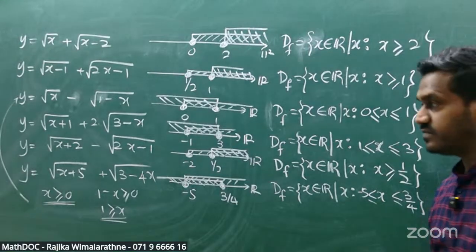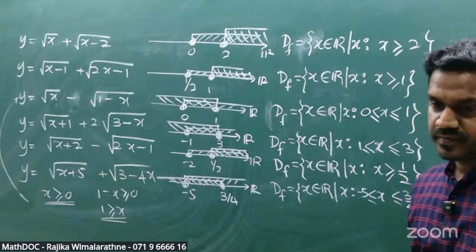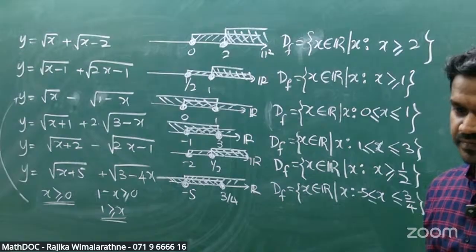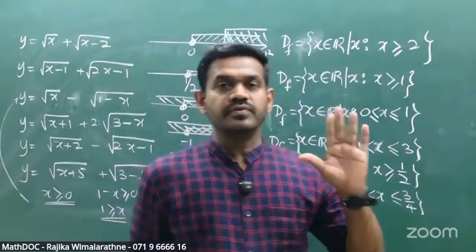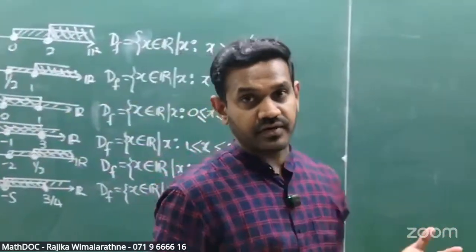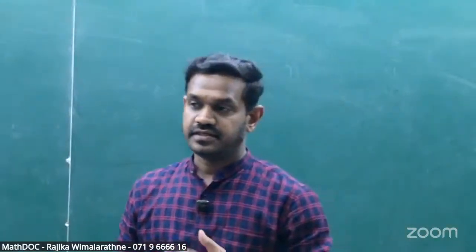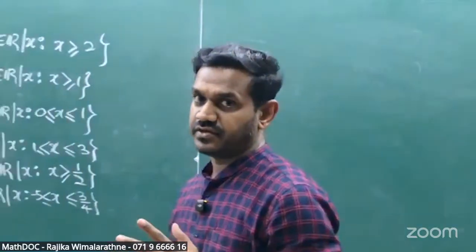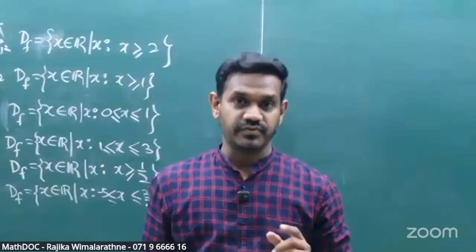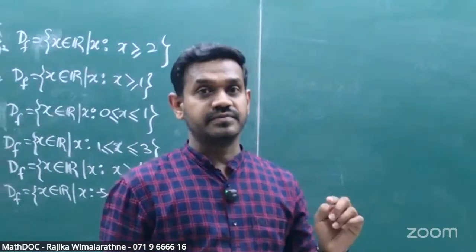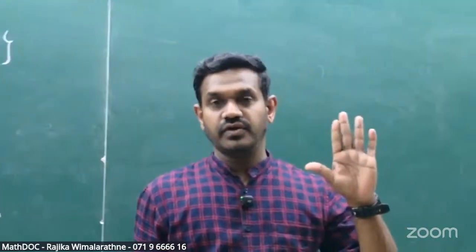Okay, shall we move further? Now we know how to get the domain, no? So we have especially three restrictions. One is we have to remove denominator zeros. Second is that within a square root we need values greater than or equal to 0. And within logarithms, we have to take only positive values. Okay, see this one.